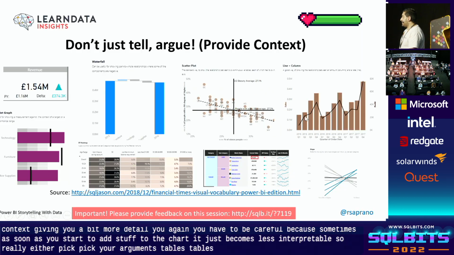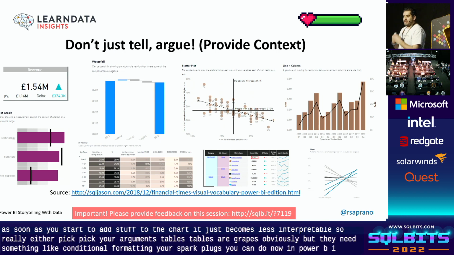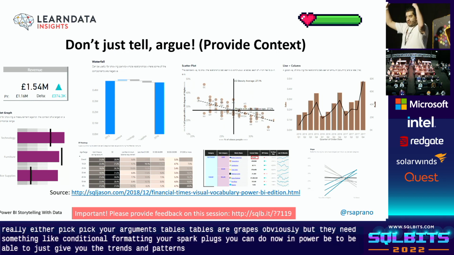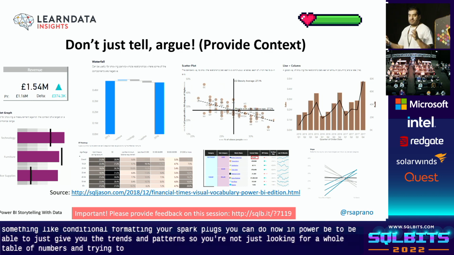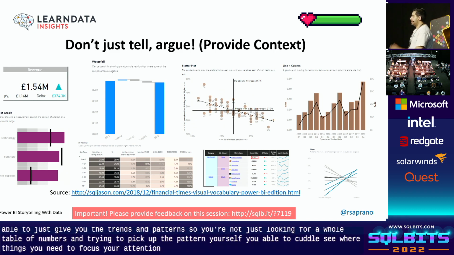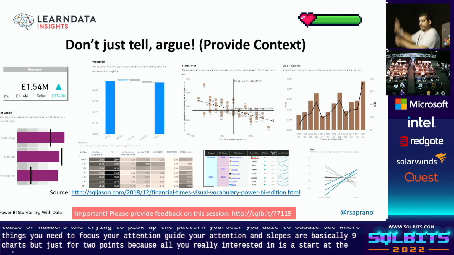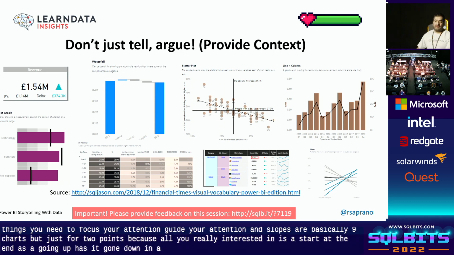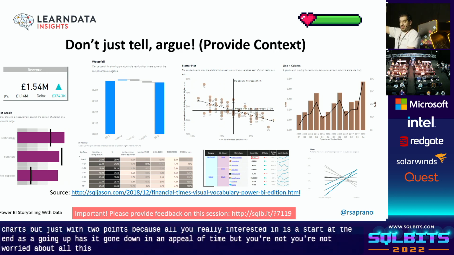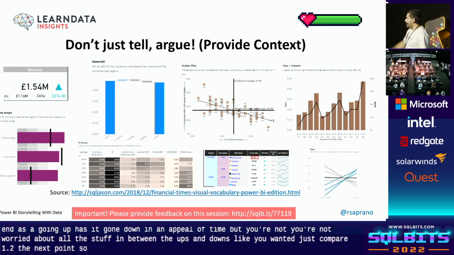Tables are great, obviously, but they need something like conditional formatting or spark lines that you can do now in Power BI to be able to, again, just give you the trends and patterns. So you're not just looking through a whole table of numbers and trying to pick out the patterns yourself. You're able to kind of see where things you need to focus your attention, guide your attention. And slopes are basically line charts, but just with 2 points, because all you're really interested in is the start to the end. Has it gone up? Has it gone down in a period of time? Right? You're not worried about all the stuff in between, ups and downs. Right? You want to just compare one point to the next point. So it, again, makes it a bit easier to understand.